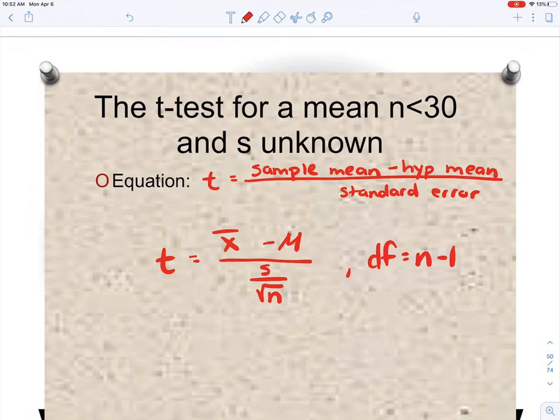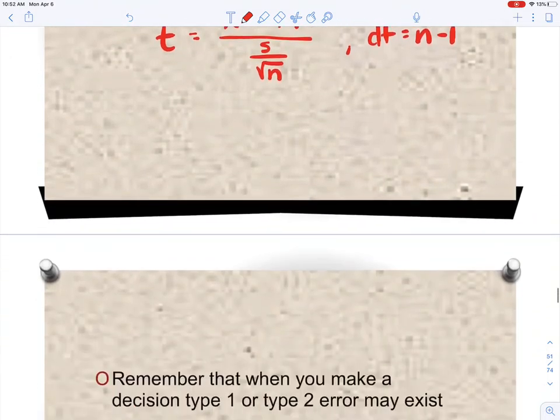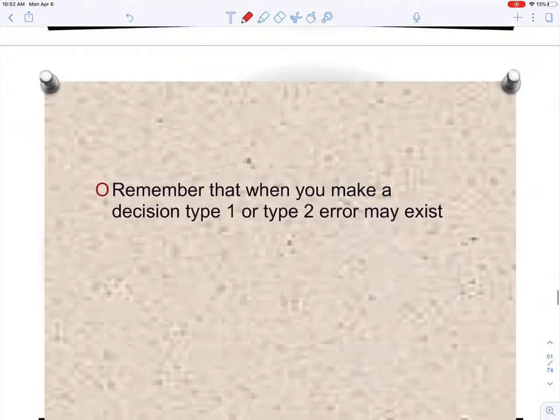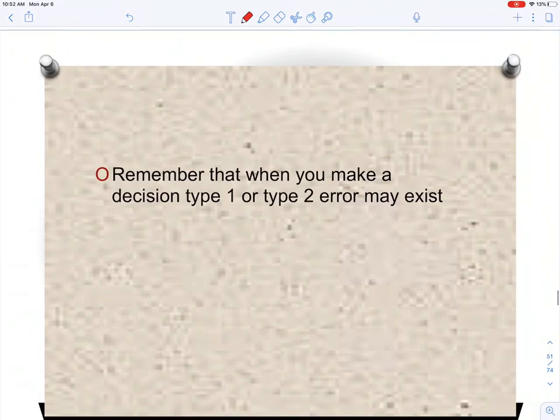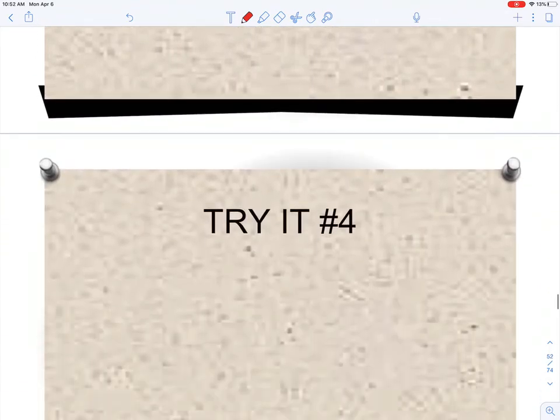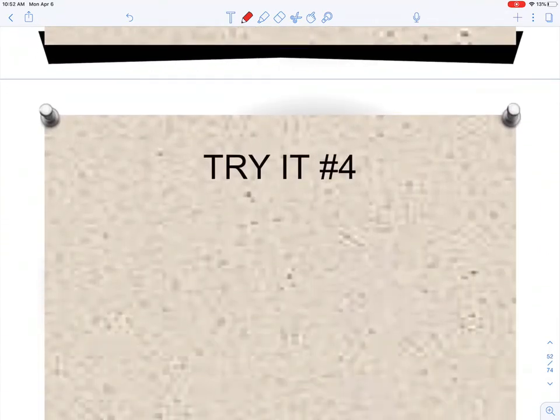So again, this looks the same as the z equation, but we know that our n is smaller than 30, therefore we're plugging it into t instead. Remember that when you make a decision, there's a chance that there could be a type 1 error or a type 2 error. So just be aware that that is a possibility, and we reviewed those in the last section. So let's try another one here.